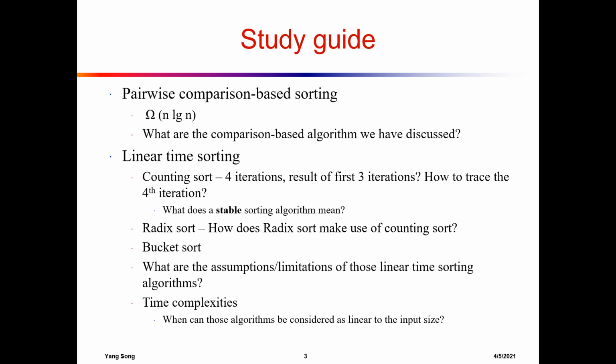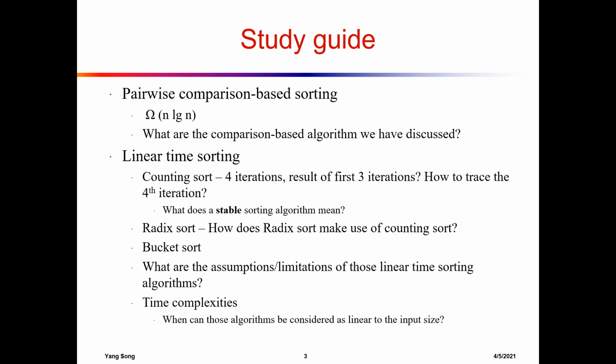For example, can we use them to sort float numbers? And for example, if we have a really large range from 1 to 1 million, are those sorting algorithms really suitable? You have to understand those limitations. Otherwise, you may think that linear time sorting algorithms are the best sorting algorithms, but in reality, no, they're not.